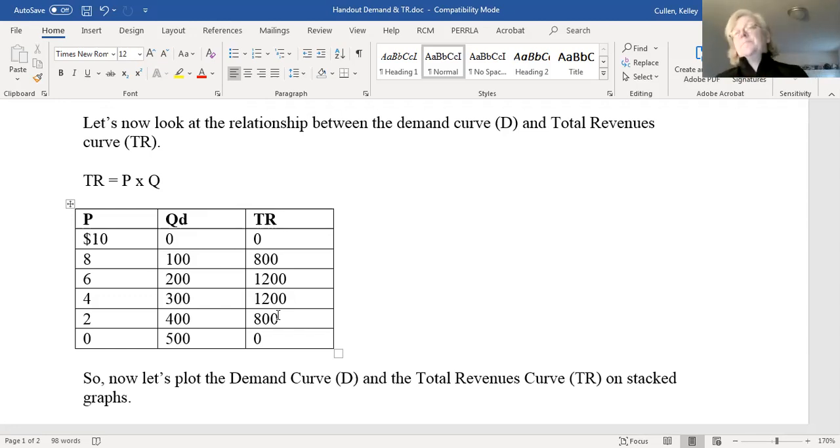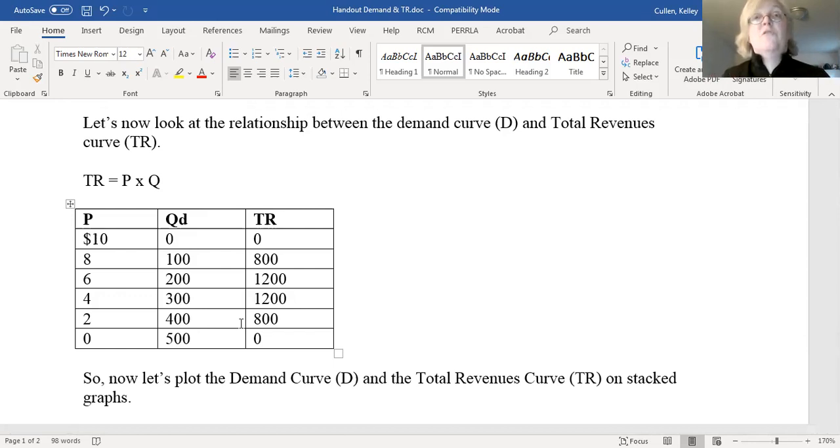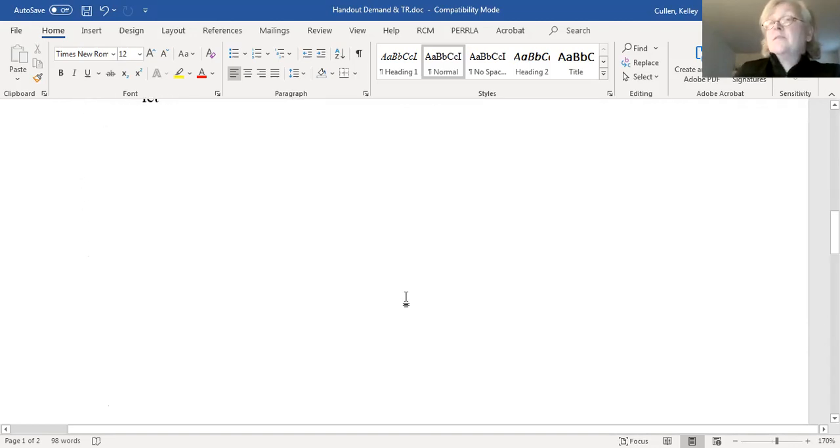Okay, all right. So now you can see. So let's plot this. Let's put this in a visualization. Make you see it a little bit better. That there is a best price to charge. Okay, all right. So what we're going to do is we're going to plot the demand curve and the total revenues curve. Okay, on stacked graphs.